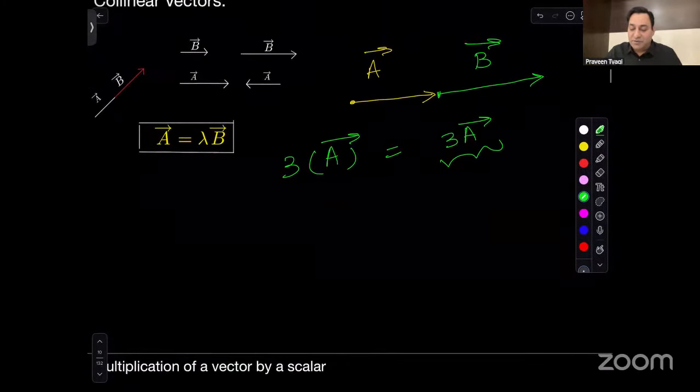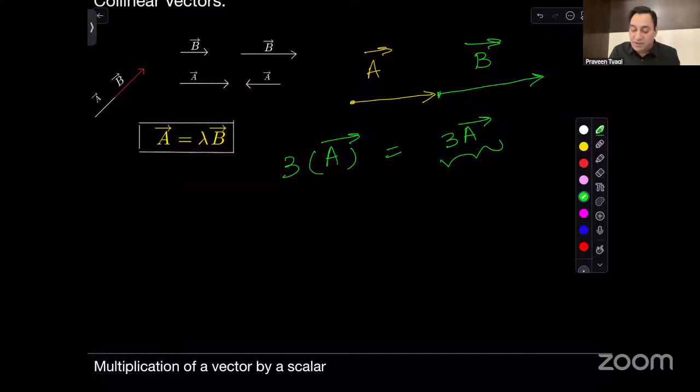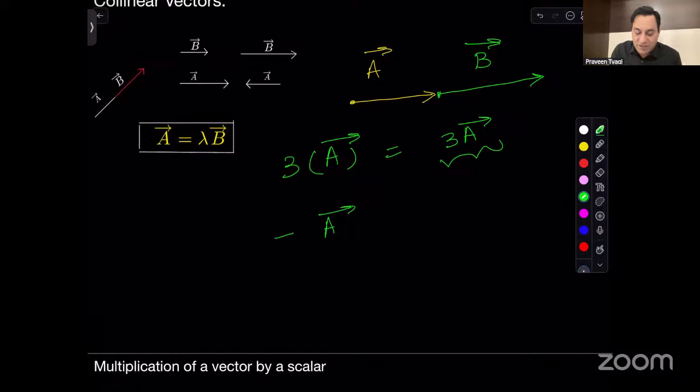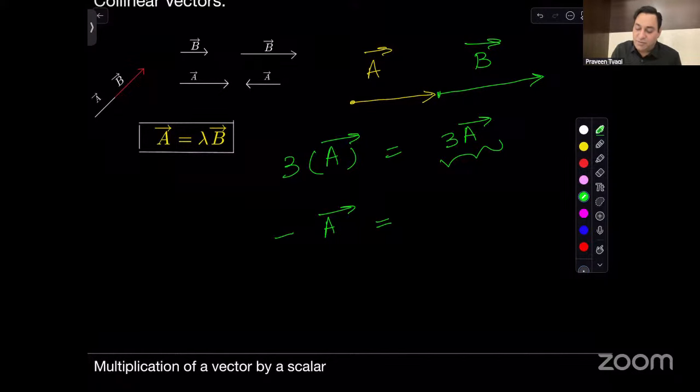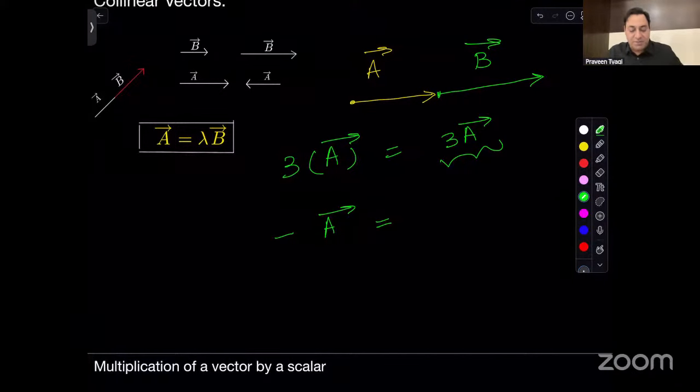Unless the number is a negative number. The moment I multiply a vector by a negative number, suppose -1, in that case, the direction is changed to the opposite. So please be careful about it.